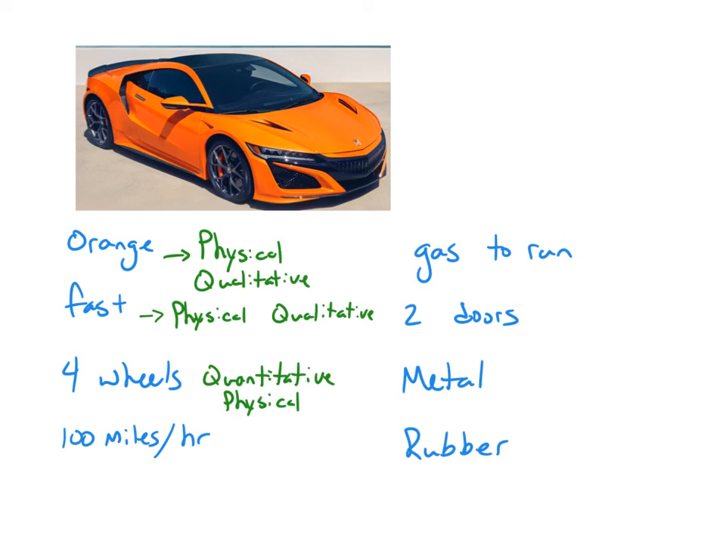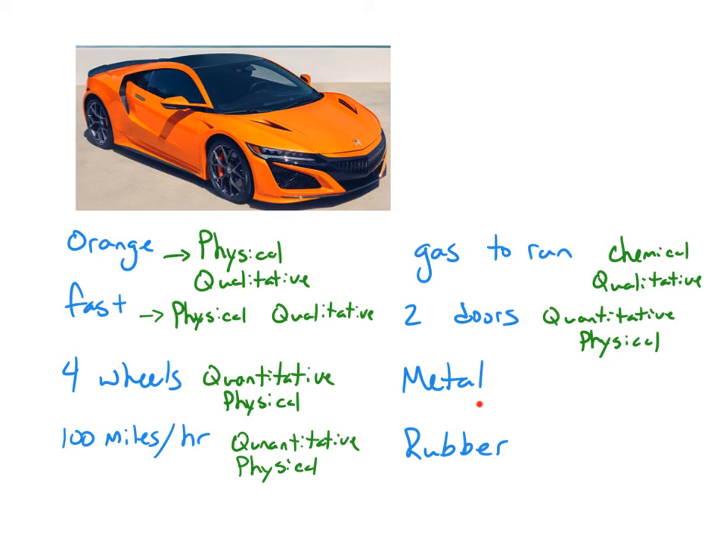I said that it probably goes 100 miles per hour, another quantitative property. It probably goes a lot faster than 100 miles an hour, but I just wanted to use a number to describe its speed. Next, I said it's got gasoline to run. Now, gas is a compound. It's a molecule that you use to run. And since I'm using a compound to describe it, it's a chemical property. There are other cars that run on electricity. That would be a chemical property of that car. But this one, I think, runs on gas. It's got 2 doors. That's a quantitative physical property.